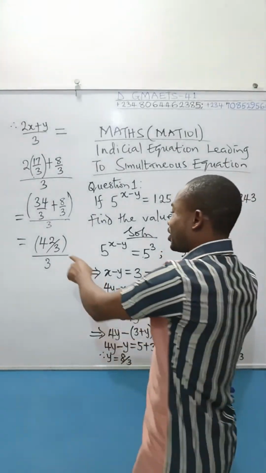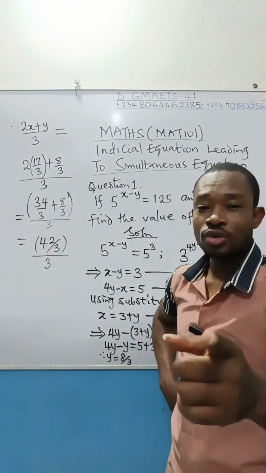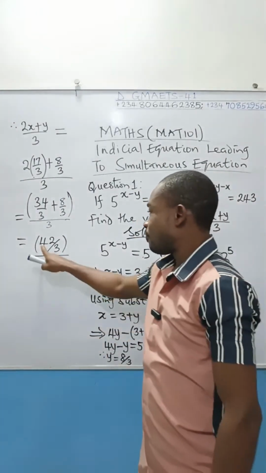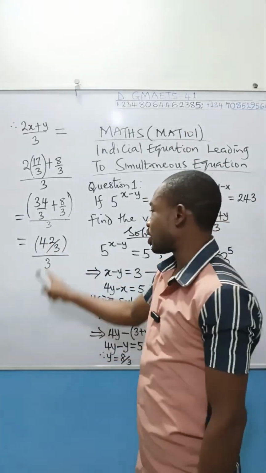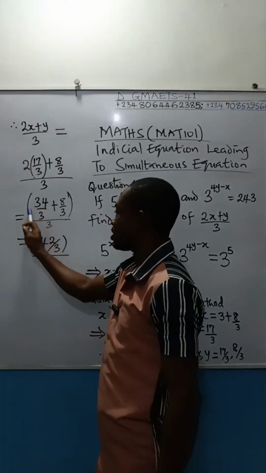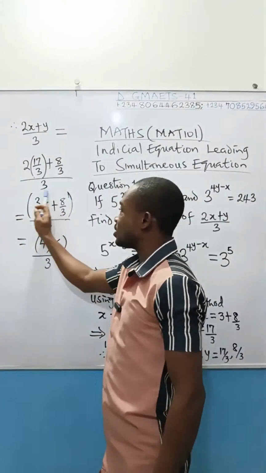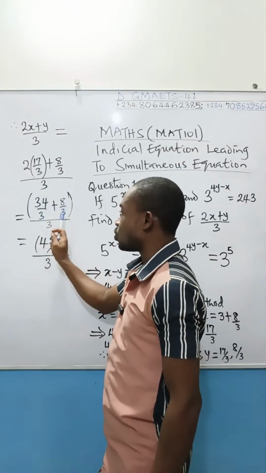So how can you tell that 3 can divide this 42? Rules of divisibility. 4 plus 2 will give you 6. 3 can divide 6. Therefore, 3 can divide 42. Can we reduce this, please? Remember, 42 over 3 is the term you obtain by simplifying this fraction, 34 over 3 plus 8 over 3.